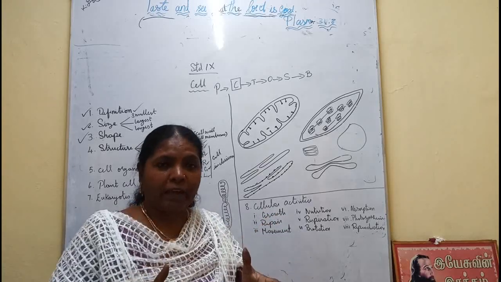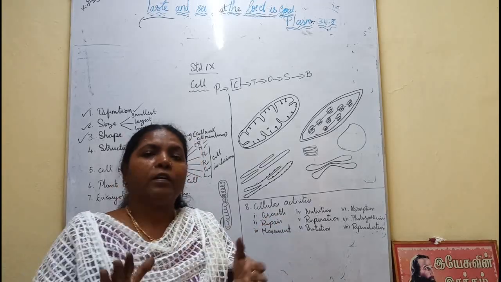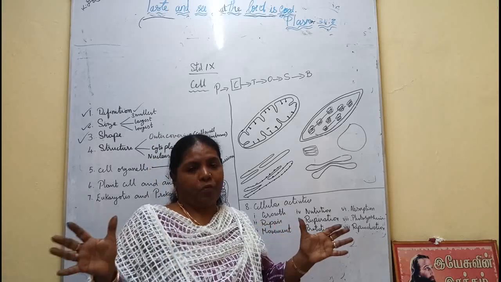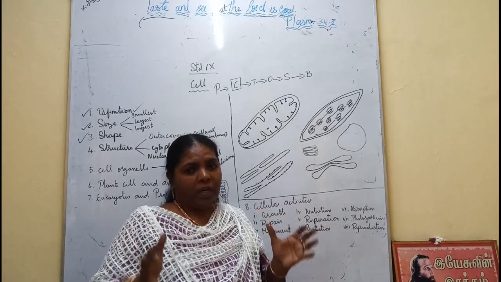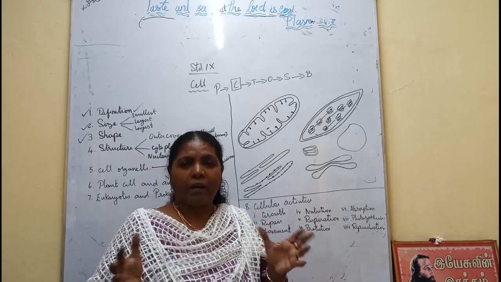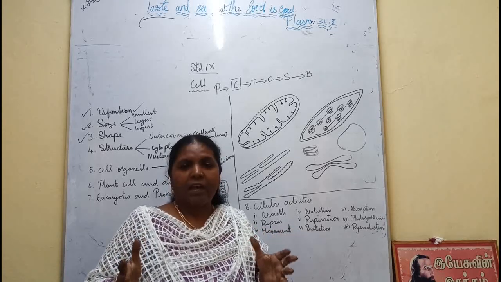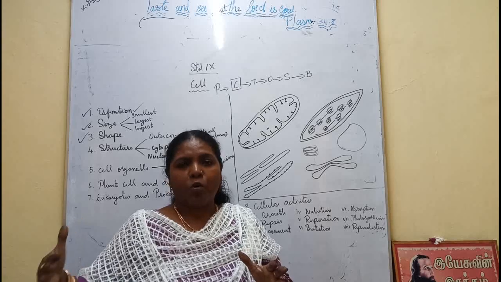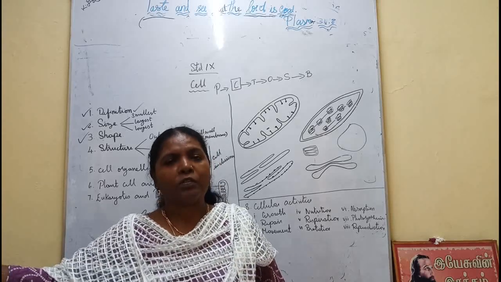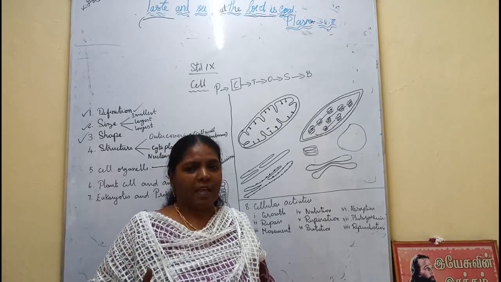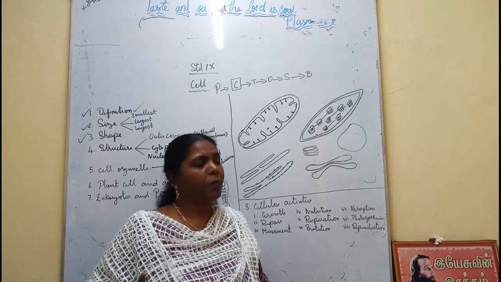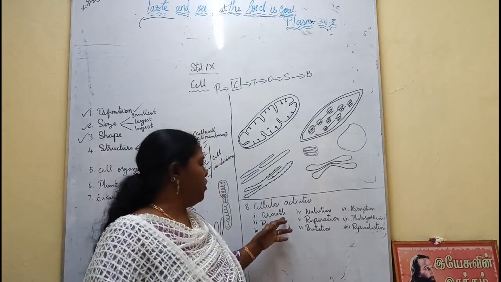Unless the cell divides, the tissues will not be formed. Only when the tissue is formed can the organs attain their size, and the systems form; slowly the body grows. So growth depends upon cell division. Okay, so the cell is important for growth.